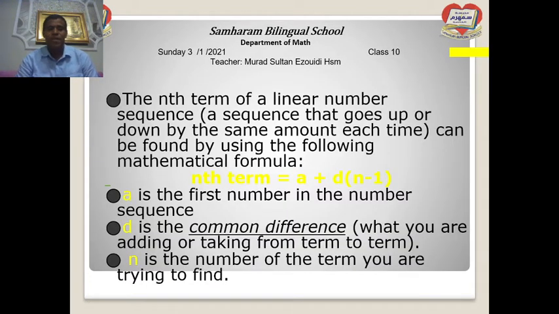In other words, we can say that the nth term of a linear number sequence means a sequence that goes up or down by the same amount each time.